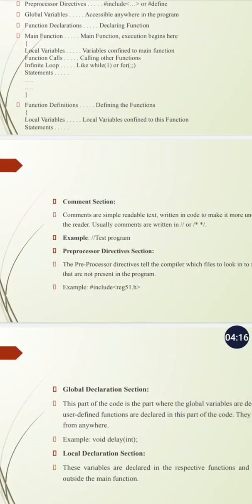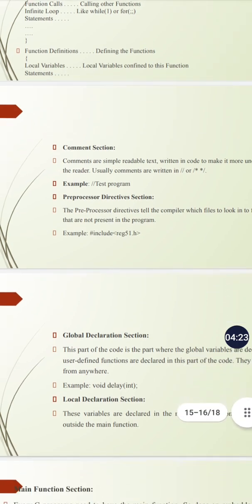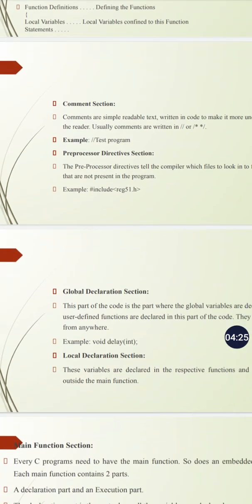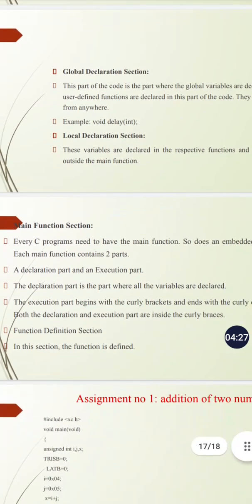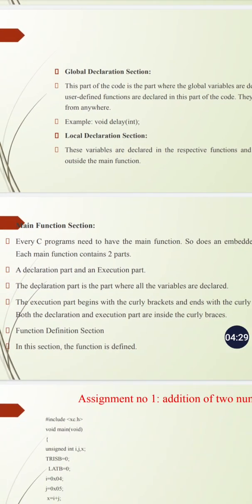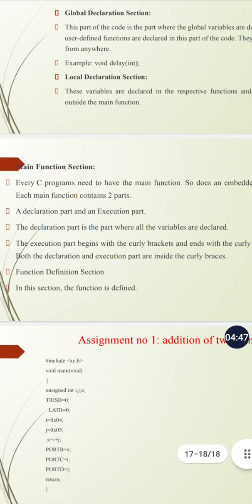Comment, multi-line comment, single line comment. Preprocessor directive is something whose meaning is already known to your compiler, for example, your header files. Global variable, local variable. The main function is the starting point of execution of your program. There are two main parts in the main function. First is the declaration part, in which you declare all the variables required throughout the program, and second is the execution part, in which you actually write the logic of your program.